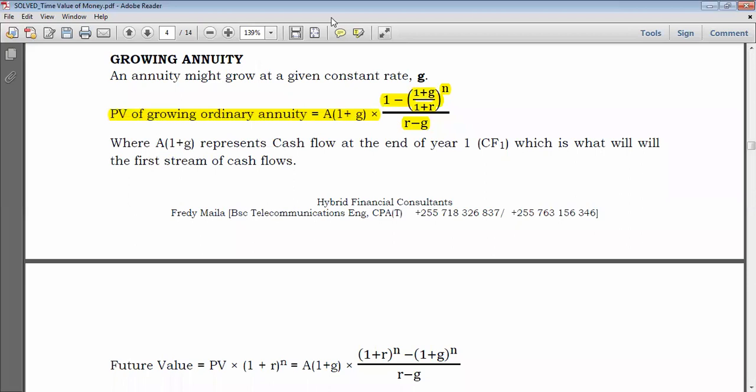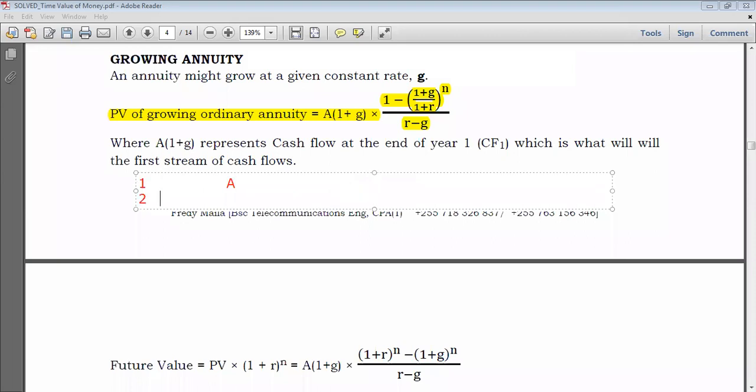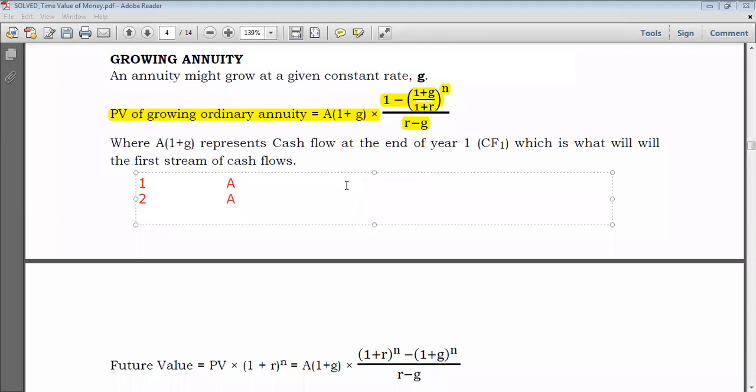But what do I really mean here? I could just show it this way. Let's say that you expect that at the end of year one, you receive an amount of A. At the end of year two, an amount of A again. Here I just presume that the annuity is not growing. Year three, you have A again, and then you proceed all the way.